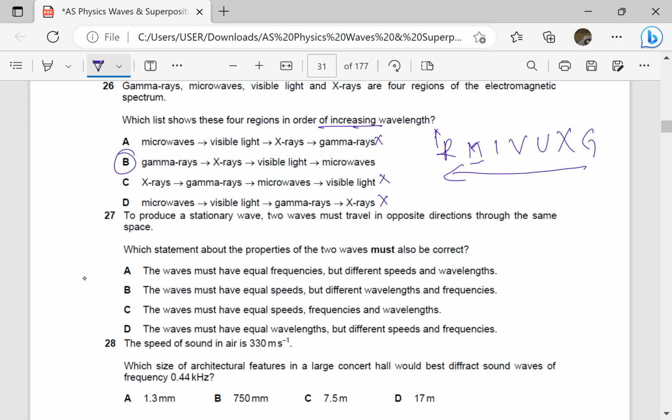So waves must have equal frequencies but different speeds. That's not true. Waves must have equal speeds, very true, but different wavelengths. That's not true. Waves must have equal speeds, frequencies, and wavelengths. So the answer is C.